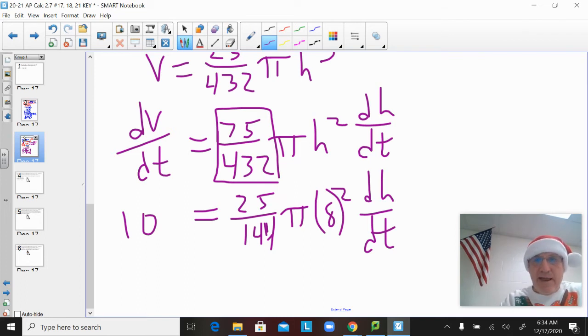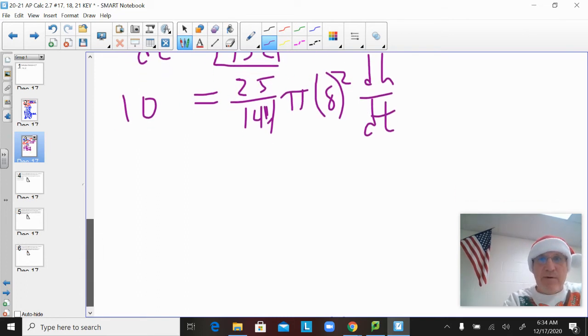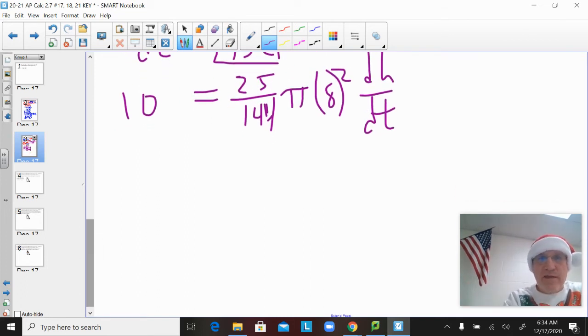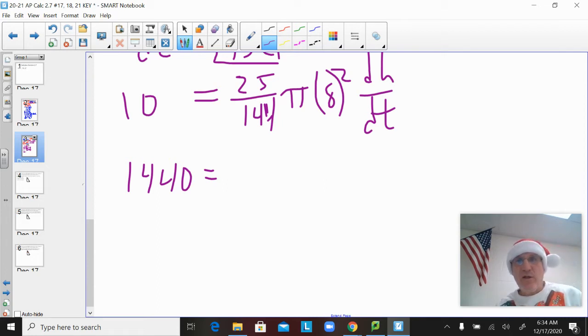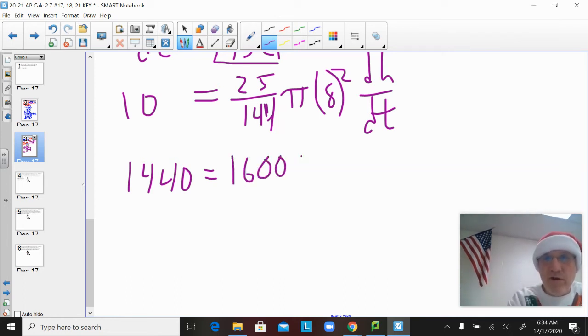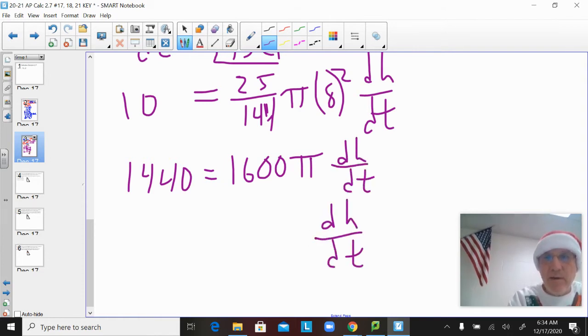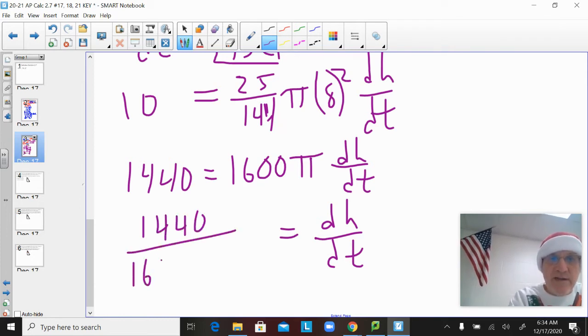All right. Now, again, I'm going to do the same thing as in the last problem. I'm going to multiply by 144. That makes 1440 equals, let's also do 25 times 64, which I believe is 1600. 1600 pi dh/dt, and I just divide. dh/dt equals 1440 over 1600 pi.